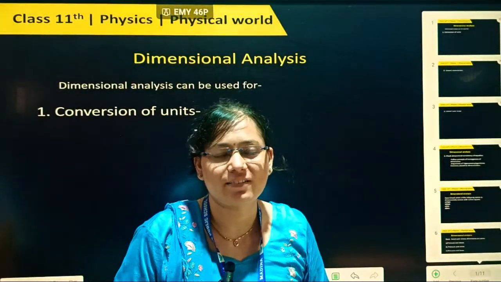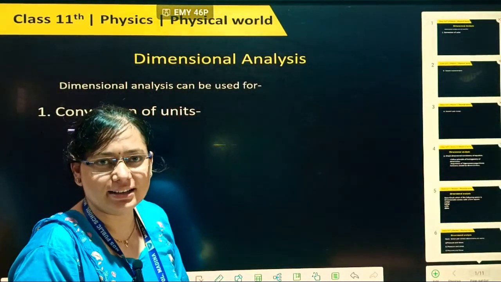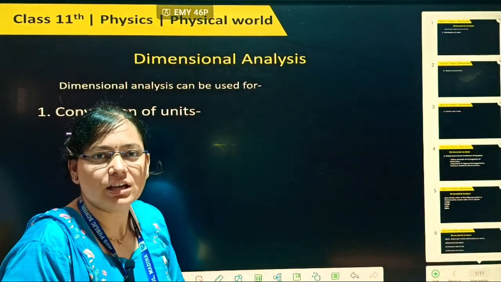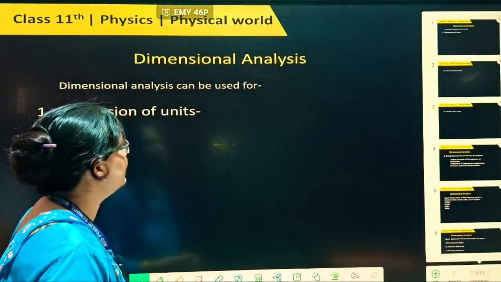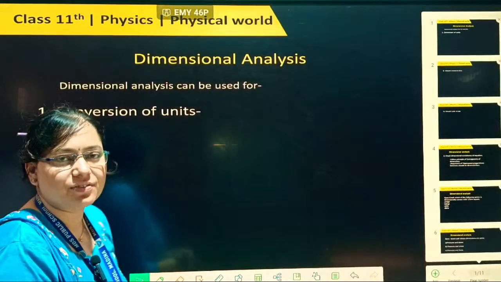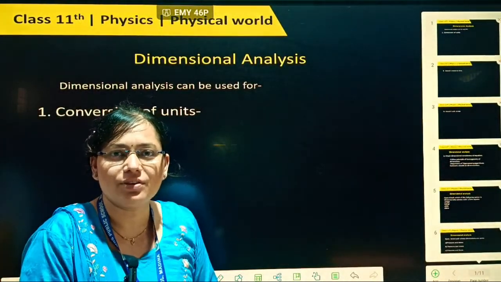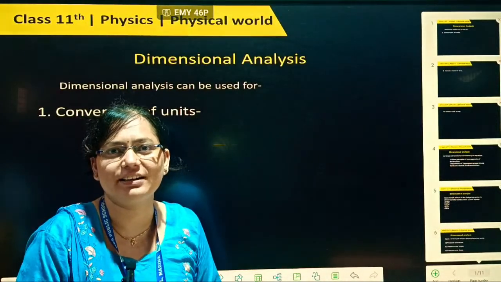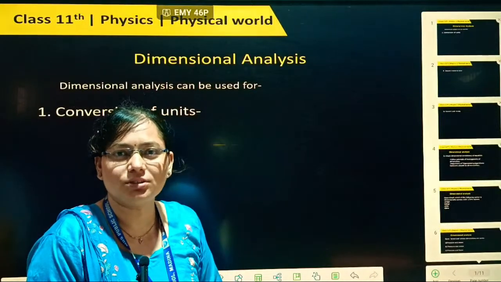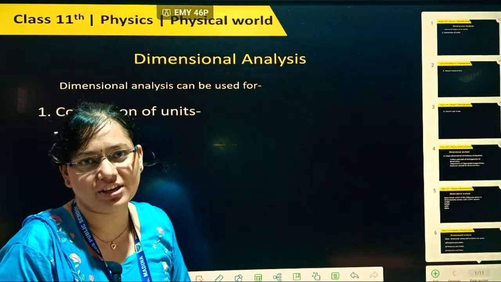Today we are starting our next topic, application of dimensional analysis. The first application we have already done in the last class. There are three applications. First, I told you, conversion of units. Second, how we can make an equation using dimensional analysis. And third, to check whether the dimensions of any given equation are right or wrong.